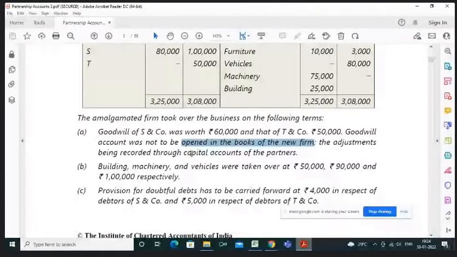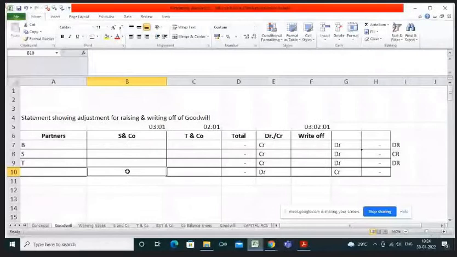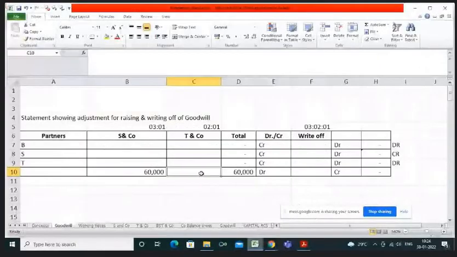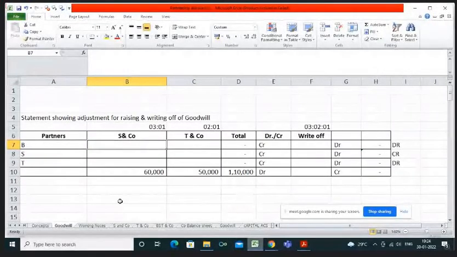So what is the value of goodwill in the case of S and Co? It is 60,000. So what should we do? In the case of S and Co, the total value of goodwill is 60,000. In the case of P and Co, the total value of goodwill is 50,000. So these are the totals. So ideally what should we do?